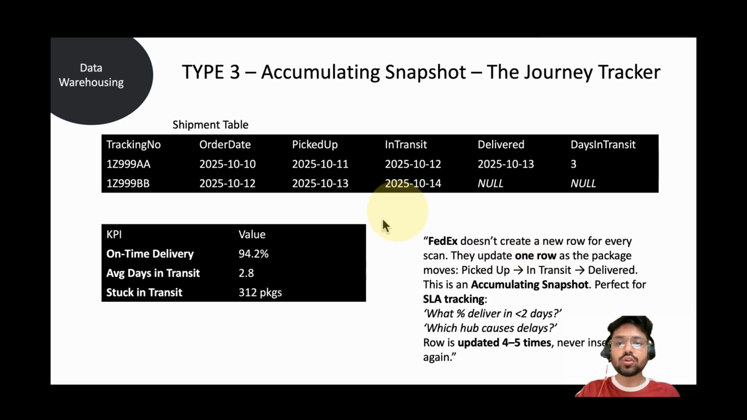So in this also, semi-additive measures are typically useful for tracking purposes with multiple stages. And if I talk about the KPI, suppose I need to find out on-time delivery, average days in transit. So this way, with these accumulating snapshot fact tables, I can easily calculate it and no new records will be inserted. Only the journey will be tracked, that is picked up, in transit, delivered. So this will be updated 4 to 5 times, but no new records will be generated. So this is all about accumulating snapshot.